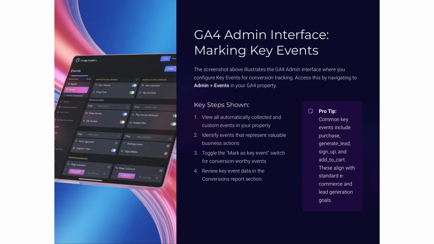In the Google Analytics 4 admin interface, navigate to Admin > Events to configure key events for conversion tracking. Identify valuable business actions and toggle the Mark as Key Event switch for these events. Review key event data in the conversions report. Common key events include purchase, generate lead, sign up, and add to cart, aligning with e-commerce and lead generation goals.